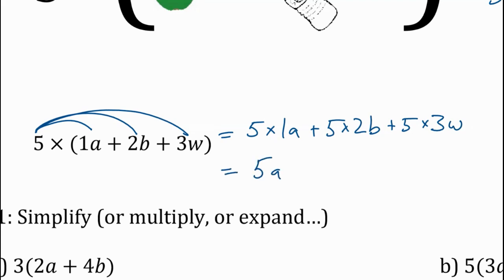5 times 1 is 5. 5 times 2 is 10. 5 times 3 is 15. So notice that I'm multiplying through the coefficients. 5 times the coefficient of a, which is 1a. 5 times the coefficient of b, which is 2, so 5 times 2 is 10, and then just b. 5 times 3, which is 15, and then w. Because what's the W? Well, that's waters. 15 waters. The variable is a thing. Okay? So this is the strategy that we use.